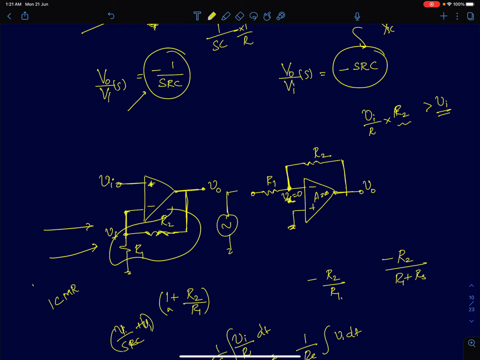So this is an inverting amplifier, and this here is a non-inverting amplifier. I'm just introducing the terms here. We will talk in greater detail about these amplifiers at a much later stage.